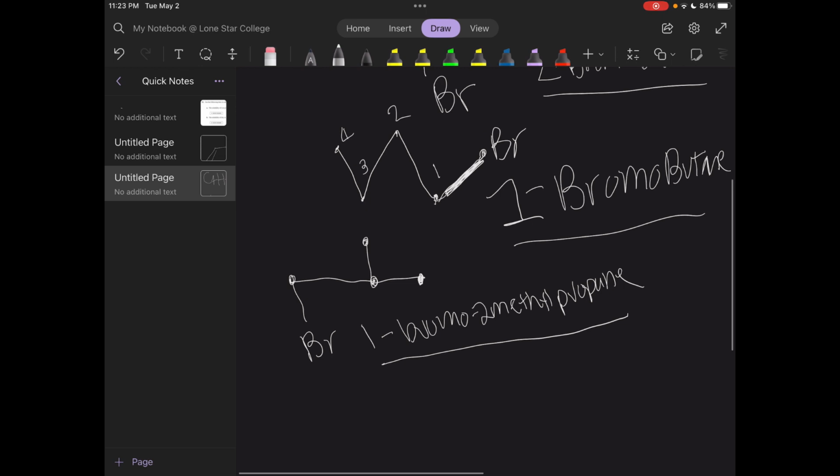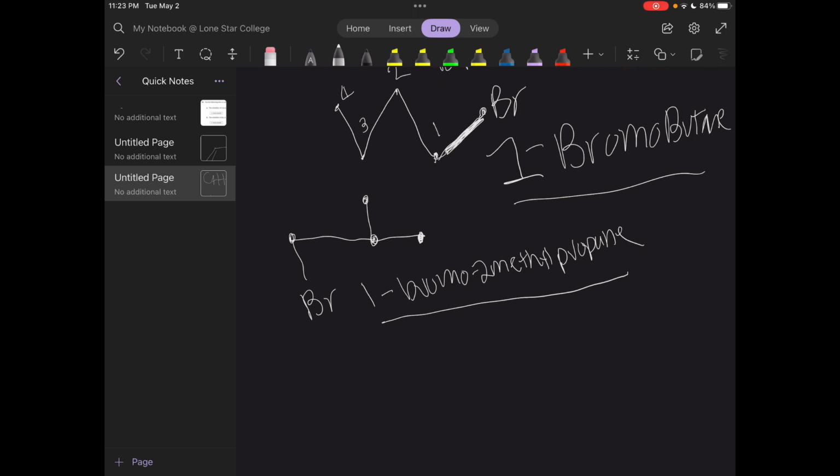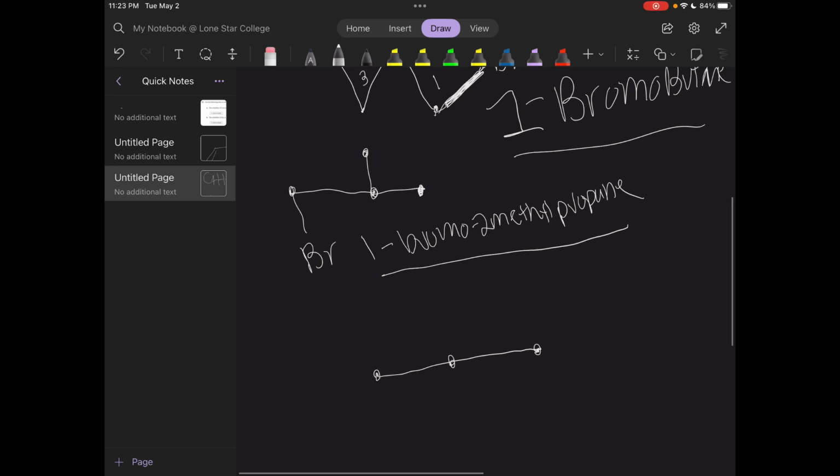What else could I do? So I have, let me try, I can make another one with just 3, with the propane. 1, 2, 3. Okay, let's see. Maybe I can put like a bromo right here, because I don't want it on 1 or 3 because it's the same thing as the last one. Bromo.